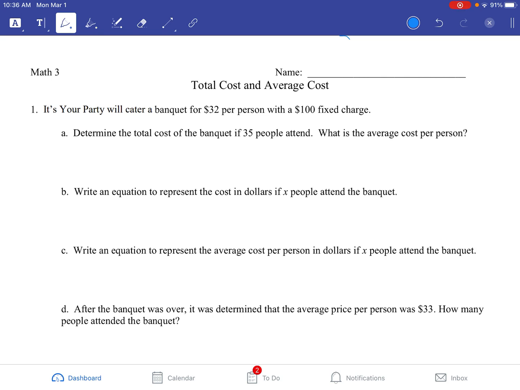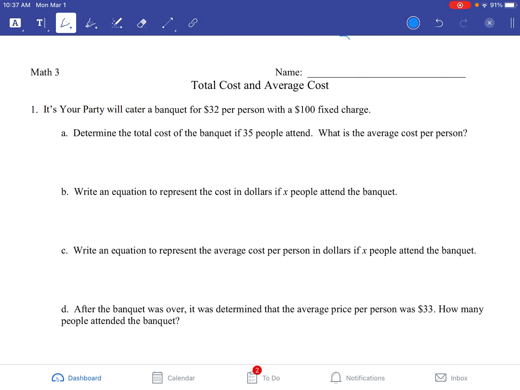Your party will cater a banquet for $32 per person with a $100 fixed charge. Let's examine what that means before we move on to part A. For $32 per person, what that means is for every person that comes to the banquet, they'll be charged $32. All right, the $100 fixed charge, however, is something different. It is a one-time fee. No matter how many people come to the banquet, it's going to cost $100.